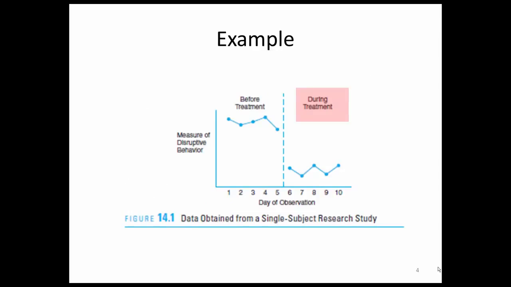This is an example. As you see, we have two phases here. One phase is before treatment and one phase happens after or during the treatment. So in this example, the participant score was high before the treatment started on day 1, 2, 3, 4, 5, and at the end of day 5 we start our treatment and we continue our treatment, and we see as soon as the treatment started, the score went down.